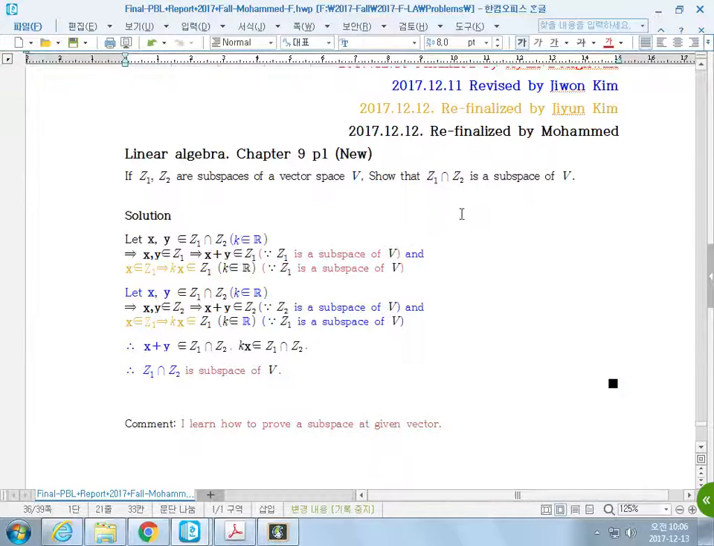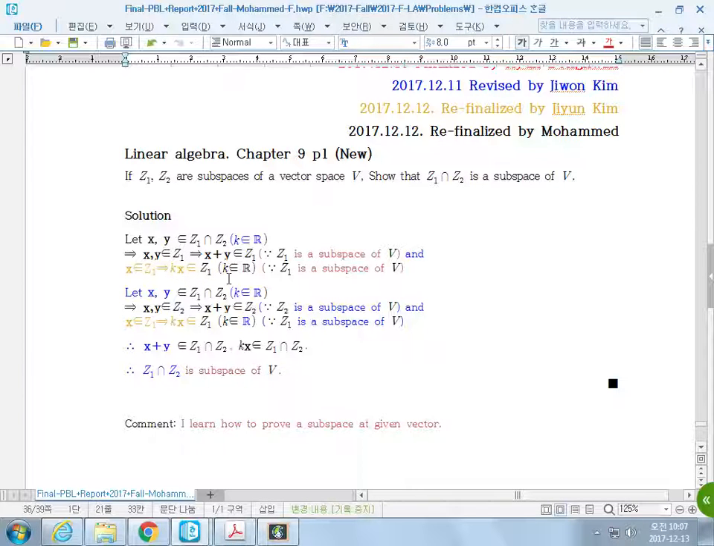Okay, in the case of the last one, if Z1 and Z2 are subspaces of a vector space V, show that Z1 intersection Z2 is a subspace of V. So for the solution, we let X, Y belong to Z1 intersection Z2, and K belong to R. So X, Y belong to Z1, then X plus Y belongs to Z1, since Z1 is a subspace of V. In the case of the scalar, X belongs to Z1, then Kx belongs to Z1.